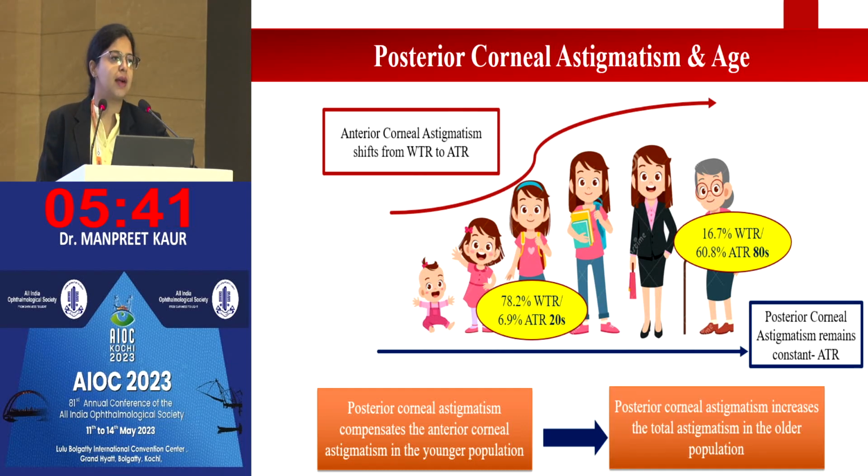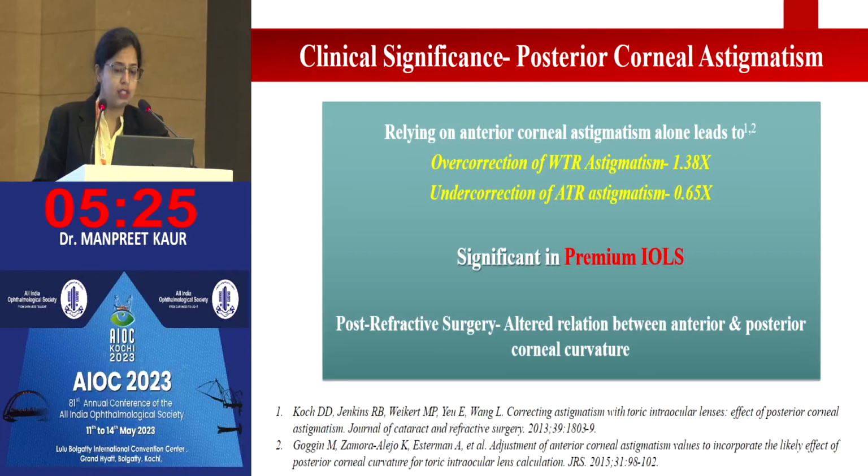So the posterior corneal astigmatism compensates for the anterior corneal astigmatism in a younger population and increases the total astigmatism in the older population, which is important because the senile cataract cases that will be seen are the older population. So there the posterior corneal curvature is going to add on to the total astigmatism, and your threshold for toric may go lower. So what's the clinical significance? If you rely only on anterior corneal astigmatism, in case there is with the rule astigmatism, you will be overcorrecting it to the tune of 1.38 times. If there is against the rule astigmatism, you will end up undercorrecting to the tune of 0.65 times.